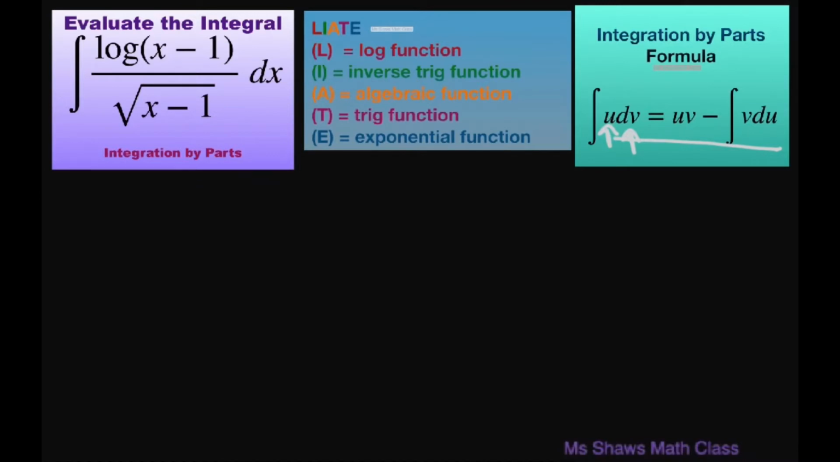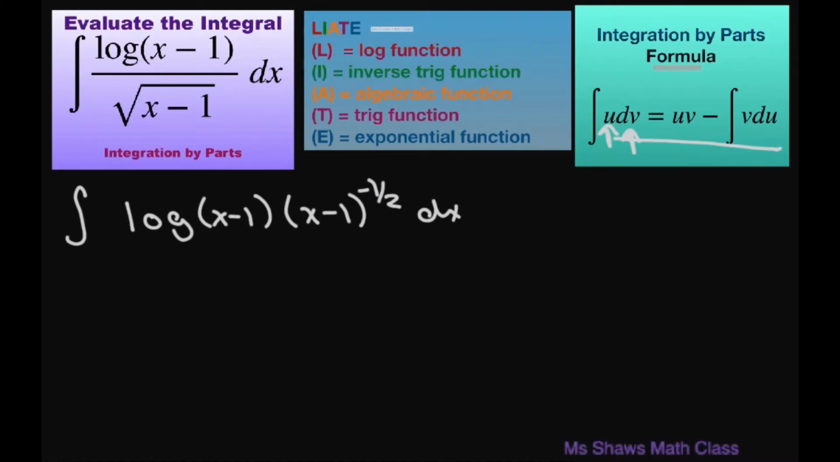Since we have this, I can write this as the integral of log of x minus 1 times x minus 1 to the power of negative 1/2 dx. Now, looking at this, your u should be the first one on the list, which is our log function. So our u is going to be our log function, and our dv here is going to be our algebraic function. Therefore, let's go ahead and set that up so we can use this formula here.